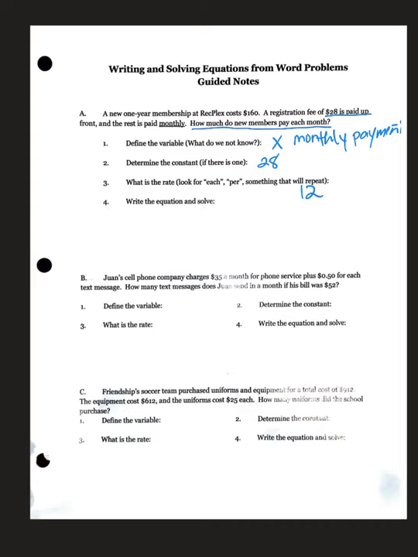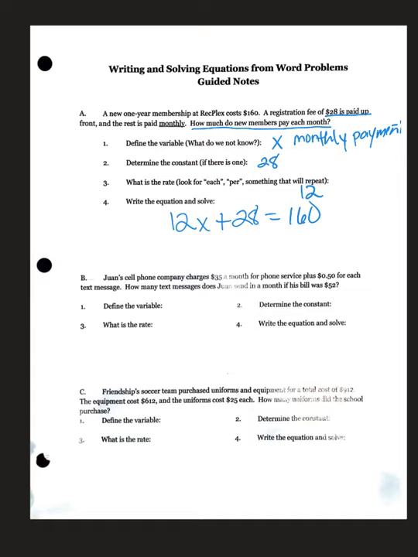Now write an equation. Okay, we know that it's 12 months times whatever it is they're going to have to pay per month. That's what we've got to figure out. Plus the $28 up front equals, and we know at the end of the year they have paid a total of $160.